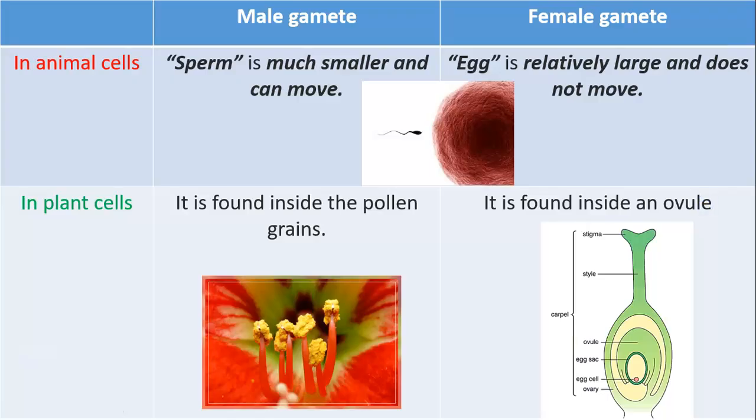Now, male gametes and female gametes. In animal cells, the male gamete is the sperm. It's smaller than the egg cell, and it can move to reach the egg cell. The egg cell or the ovum in the female is relatively large and it does not move at all. In plant cells, the male gamete is found inside the pollen grain. Here you go, these are the pollen grains. While the female gamete is found inside the ovule that's in the ovary of the plant or the flower.